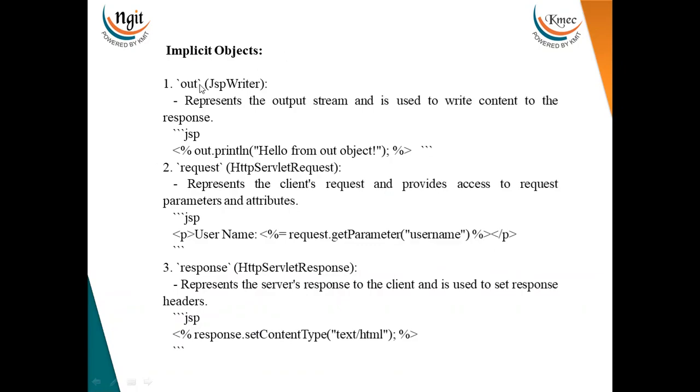Implicit objects are next. out is the JspWriter. It represents the output stream and is used to write content to the response. So whenever you want to write content to the response, you write out.println("Hello from out object"). Then request, the HttpServletRequest, represents the client request and provides access to request parameters and attributes. So request.getParameter and all the related methods can be used here.